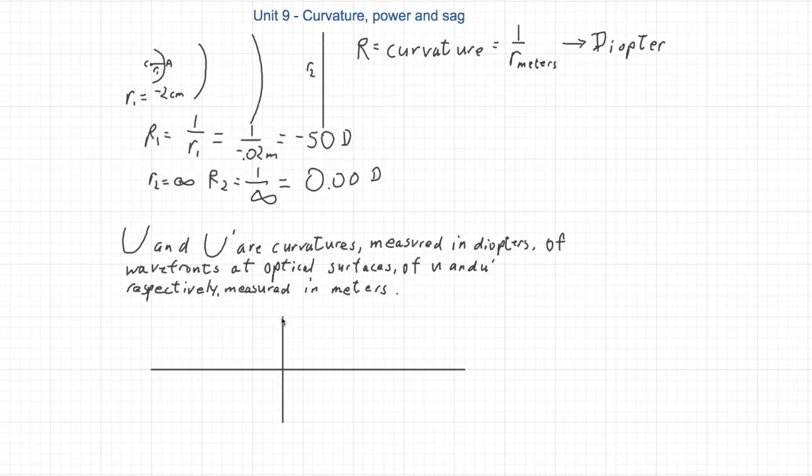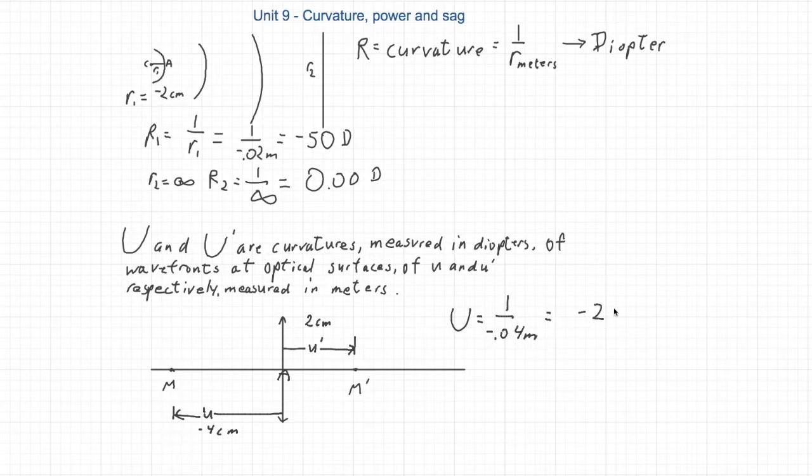Here's an optical axis. Here's a plus lens. Our object is at M. Our image is at M prime. So our object at M is a distance little u from the lens, measured from the lens to M. That's a negative number, -4 centimeters, and u prime is the image distance, measured from left to right. Let's say it's 2 centimeters. So big U is equal to 1 over minus 0.04 meters, and it's -25 diopters. And big U prime is 1 over 0.02 meters, and it is equal to 50 diopters.